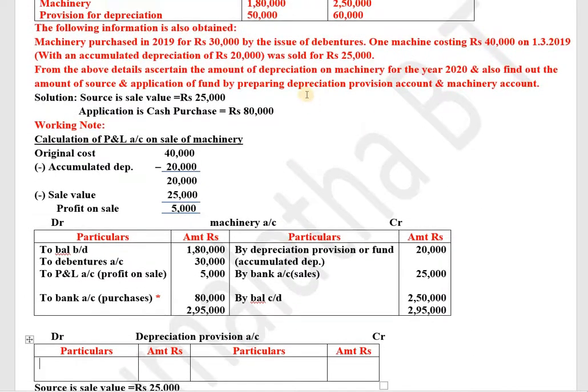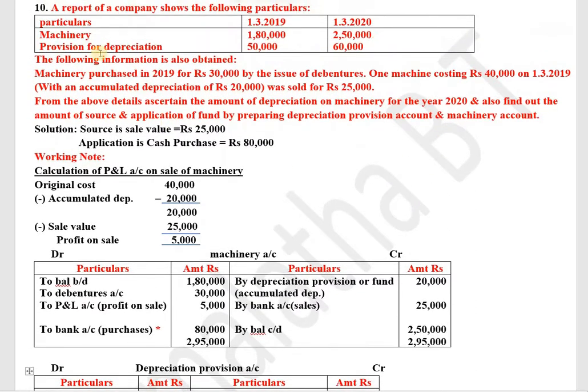See, they have told very clearly, depreciation provision account for the year 2020. In 2019 how much had they accumulated? 20,000. Now for 2020, how much provision have they accumulated for depreciation? Provision for depreciation is nothing but something we keep aside. Okay. So let us see how much it is for 2020. Here they have given provision for depreciation, both the values, opening and closing, are given.